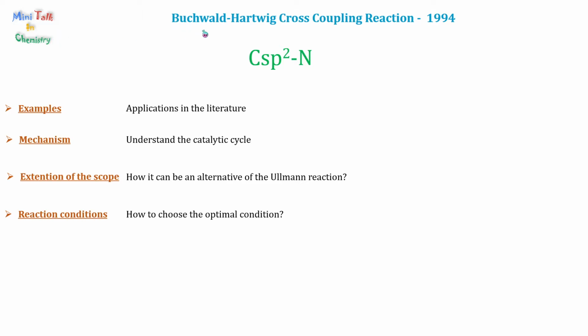Today we will talk about the Buchwald-Hartwig cross-coupling reaction, a useful way to make a carbon sp2 nitrogen bond. We will see some applications in the literature, then understand the catalytic cycle and how it can be used as an alternative to the Ullmann reaction, and finally, how to choose the optimal conditions.